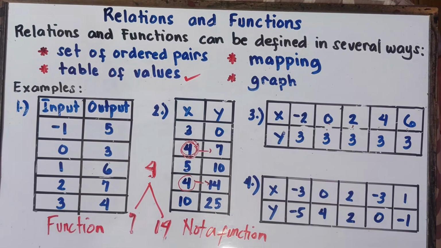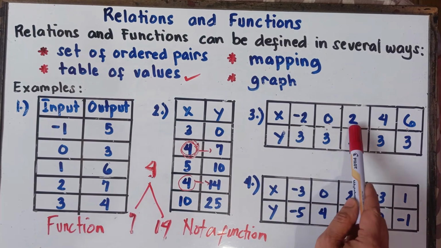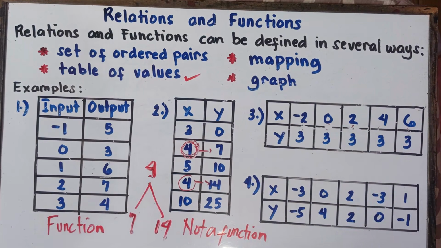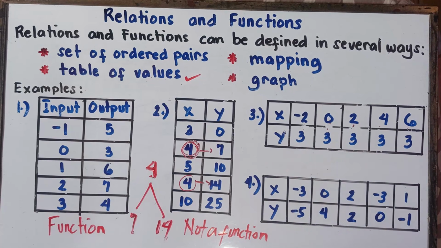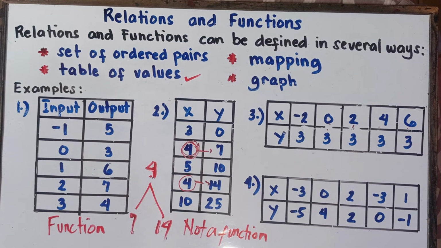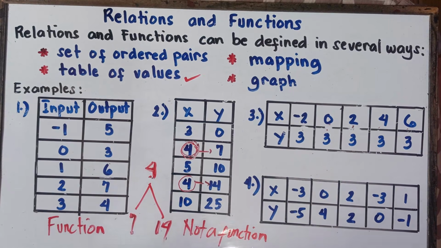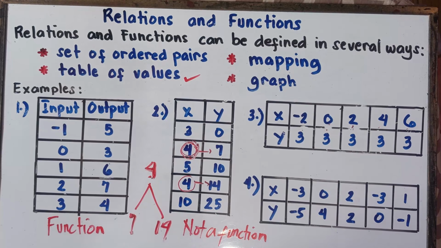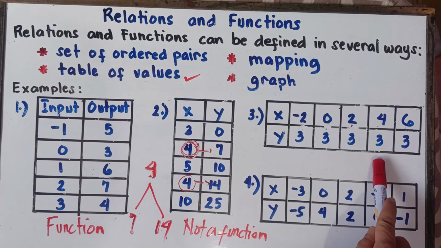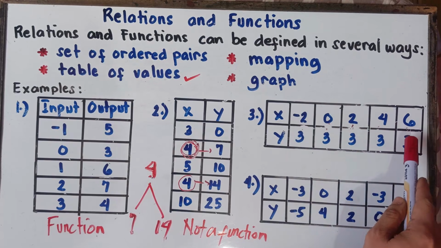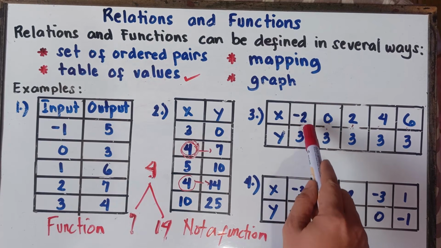Alright, so let's have example number 3. Our given, we have negative 2, 0, 2, 4, and then 6. And then for the y values, we have 3, 3, 3, 3, and then 3. Now question, class, is this a function or not a function? That's correct. This will be a function, class. Once again, this will be a function because the x values are not repeating. Even if the y values are repeating, that would be really fine, as long as the x values are not repeating, because one input corresponds to exactly one output.